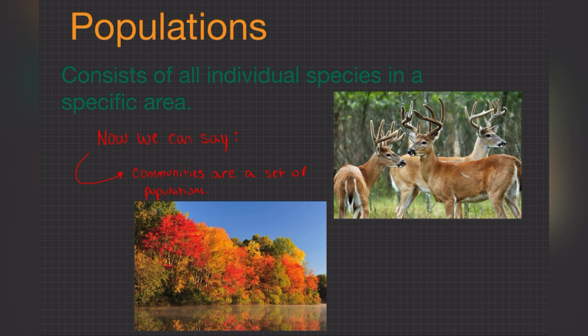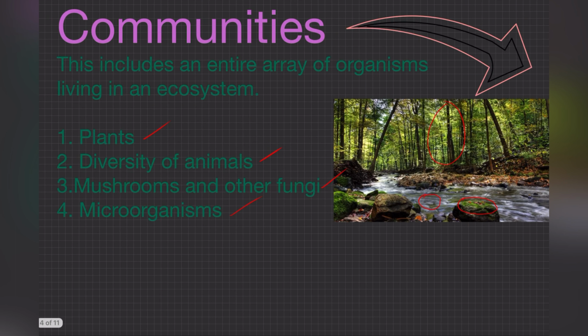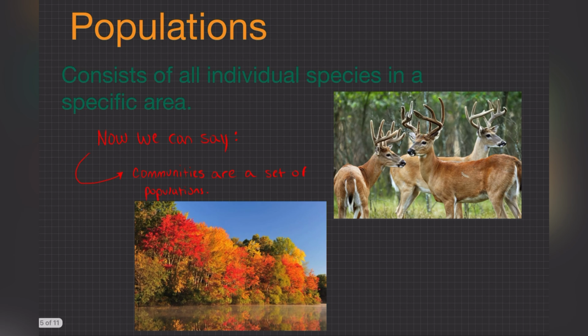And next we have populations. Populations consist of all individual species in a specific area. So now we can say communities are a set of populations. So before, in the communities, we have all organisms or all types of species together. That includes plants, animals, fungi, and so on and so forth. But in populations, it's one specific species. So we have a population of deer, and then we have a population of, I believe these are maple trees. So these are considered a population, just one specific or individual group of species.